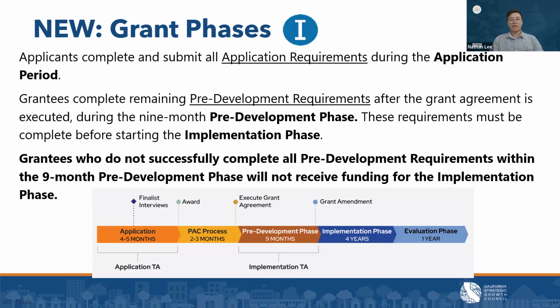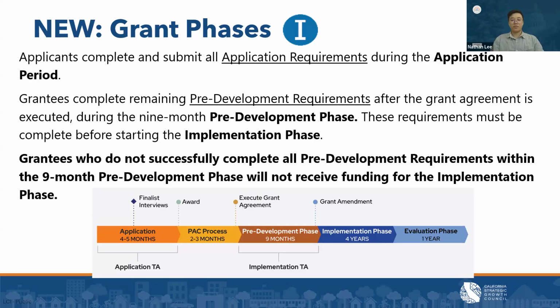Once the grantee has met all of the pre-development requirements, SGC will amend the grant agreement to include the work plans and budgets for the implementation phase, at which time the grantee can begin implementation work. If a grantee fails to meet the pre-development requirements by the end of the 9-month pre-development phase, they will not receive funding for the implementation phase. If a grantee meets all pre-development requirements in less than 9 months, they can proceed to the implementation phase sooner and have a longer implementation phase.